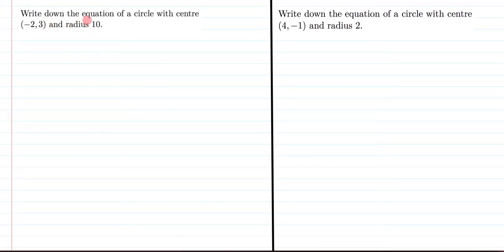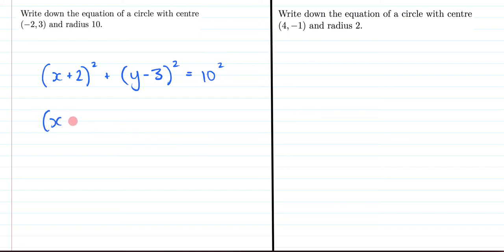The first one says, write down an equation of a circle with its center here and the radius that. So what we should be able to do is go x plus 2 squared plus y minus 3 squared equals 10 squared. I would then have to write that out again, like this.